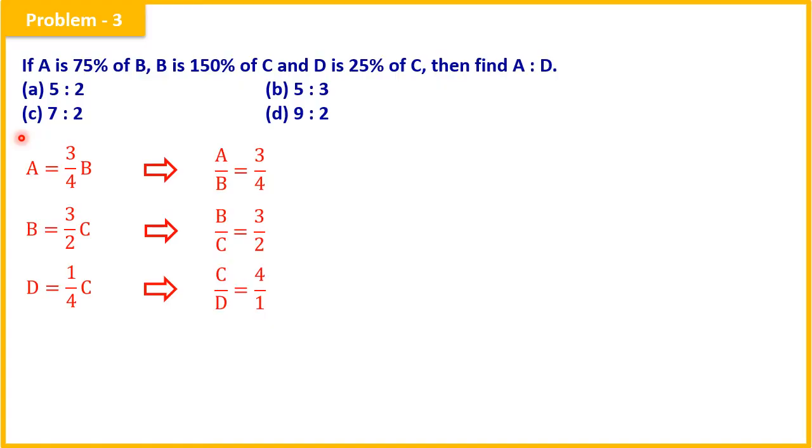Now it is asked to find the ratio of A is to D. So A is to D will be equal to A by B multiplied by B by C multiplied by C by D. This way B will cancel out, even C will cancel out, and we can put up the values here. The ratio will come out to be 9 is to 2. Option D is the right answer.